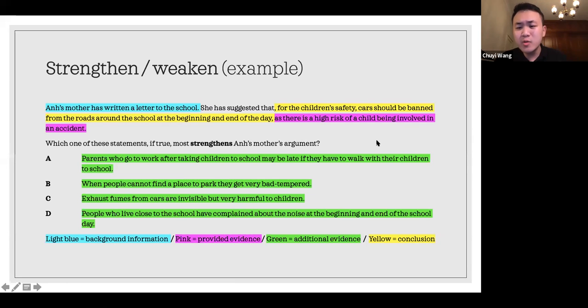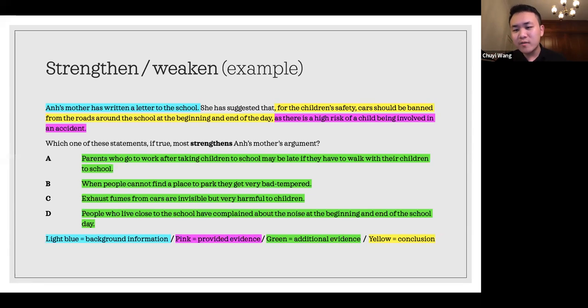You don't need to use her reason, because the argument is that cars should be banned from the roads around the school at the beginning and the end of the day. This is her reason for it. That's not her argument. Does that make sense to everyone? Her argument isn't that there is a high risk of a child being involved in an accident. Her argument is, hey, we should ban cars, for the children's safety.